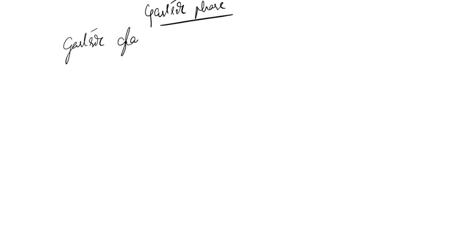Now we will discuss the gastric phase. Very important. What are the main cells in the stomach? Gastric glands. Very important. Gastric glands are the main cells in the stomach. Why? Because they do the primary function of the stomach. What is the primary function of the stomach? Digestion.